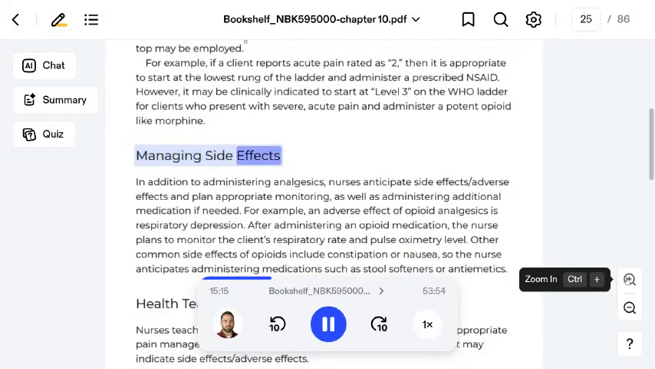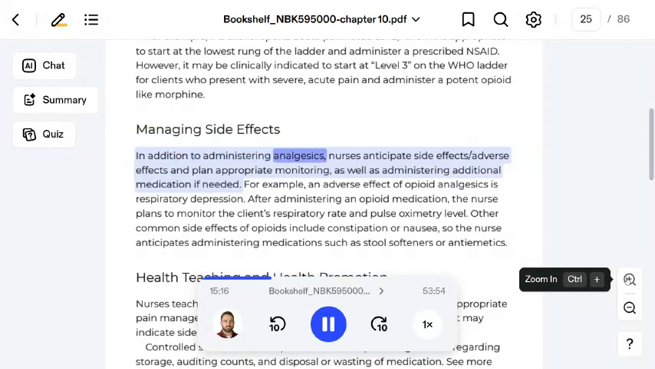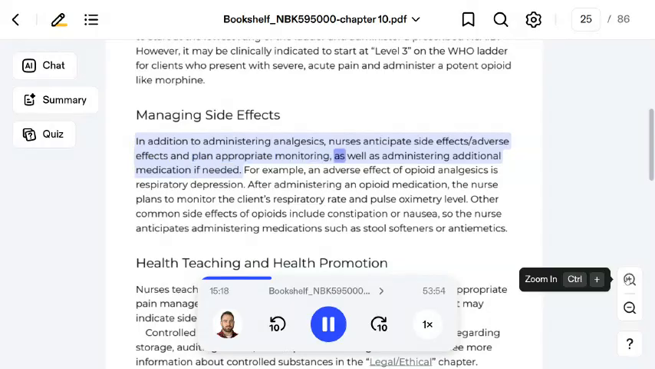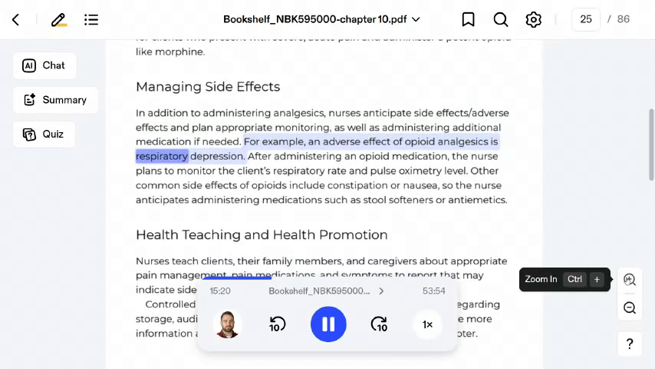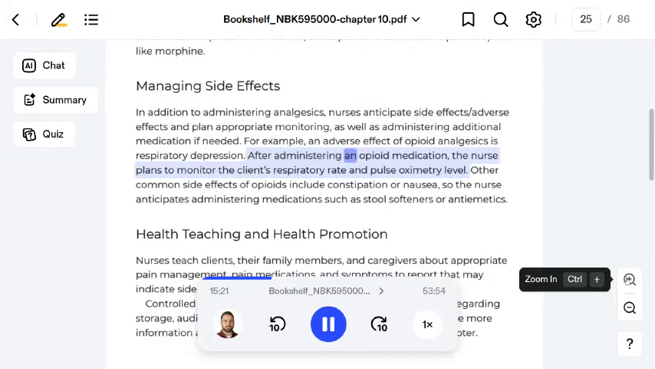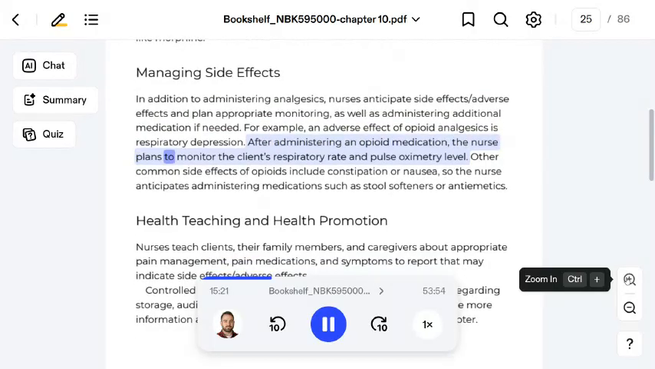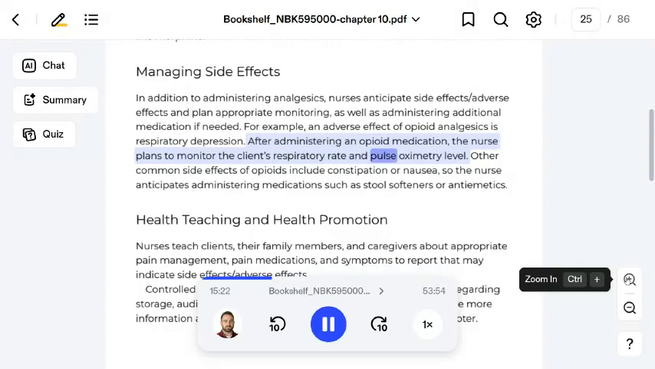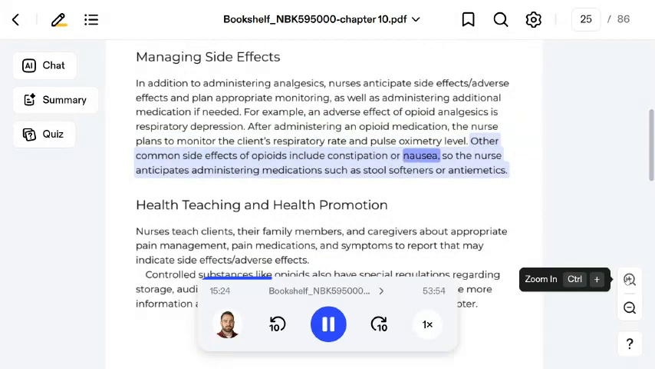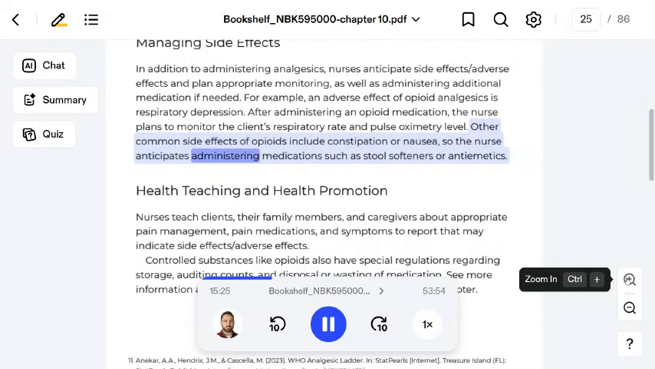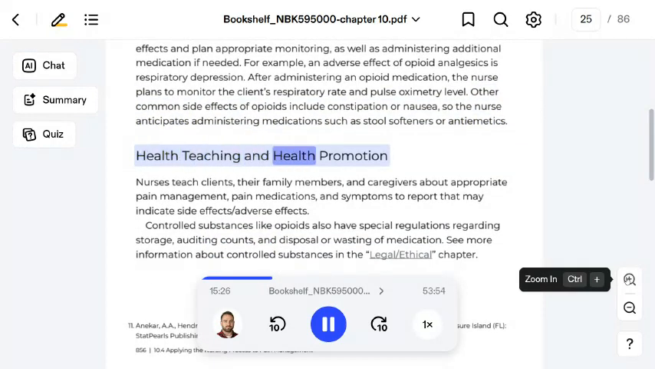Managing side effects. In addition to administering analgesics, nurses anticipate side effects and adverse effects, and plan appropriate monitoring, as well as administering additional medication if needed. For example, an adverse effect of opioid analgesics is respiratory depression. After administering an opioid medication, the nurse plans to monitor the client's respiratory rate and pulse oximetry level. Other common side effects of opioids include constipation or nausea, so the nurse anticipates administering medications such as stool softeners or antiemetics.